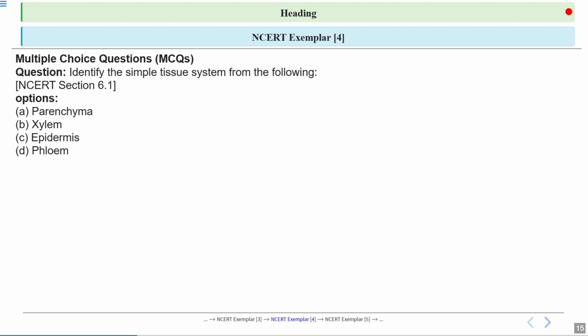Okay, let's take the next question. Question number 4: identify the simple tissue system from the following. NCERT section 6.1.